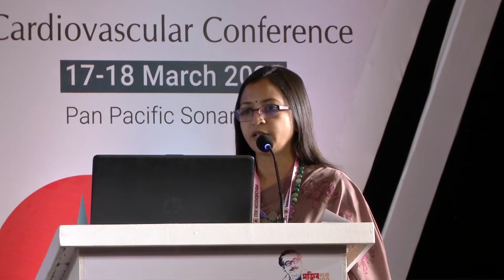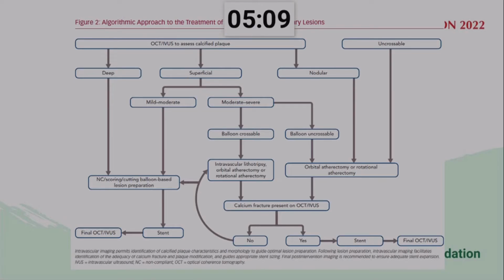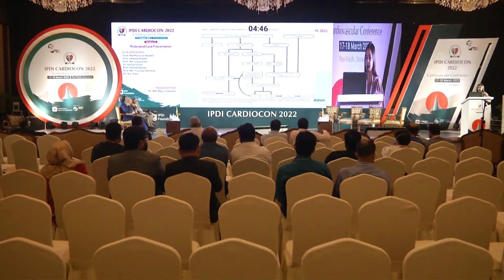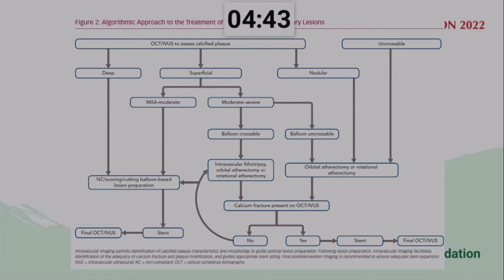And this is a very common algorithm that we usually follow while treating calcified lesions. If the calcium is nodular, then orbital atherectomy or rotational atherectomy is an option. If it is superficial, mild to moderate calcium, then we could manage with NC balloon, cutting balloon, or scoring balloon. But if it is moderate to severe calcium and the lesion is balloon crossable, then we can opt for IVL. And if it is balloon uncrossable, then again rotational atherectomy or orbital atherectomy, whichever is available, is our option.